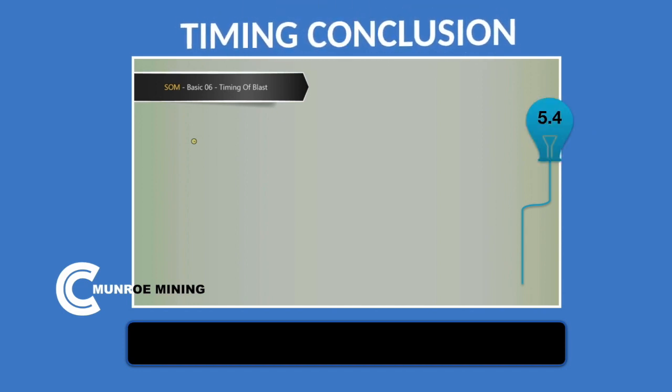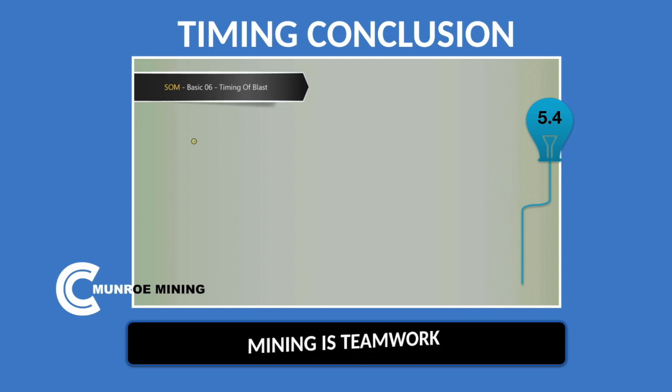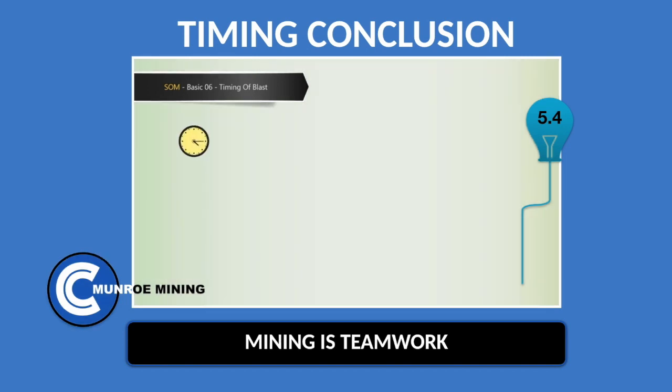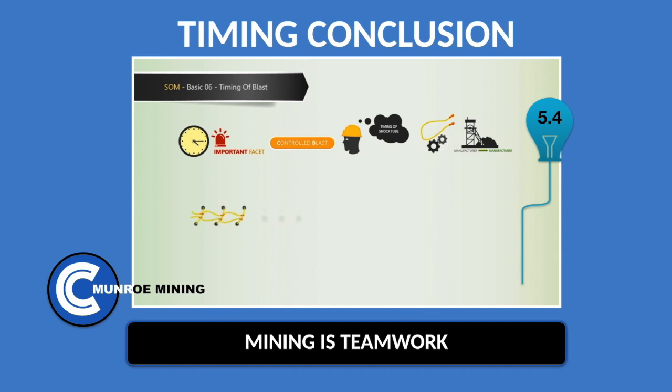Timing conclusion. Mining is teamwork. Timing is probably the most important facet in a controlled blast. We must understand the timing of the shock tubes perfectly. The functionality of shock tubes differ from manufacturer to manufacturer. The way the shock tubes are attached and bind differ drastically from manufacturer to manufacturer.